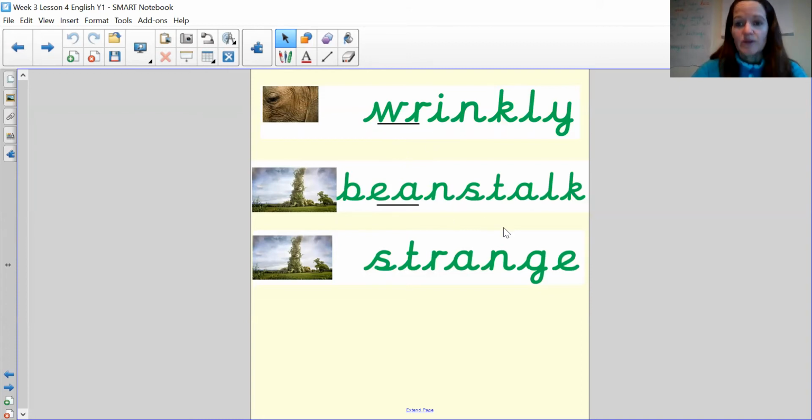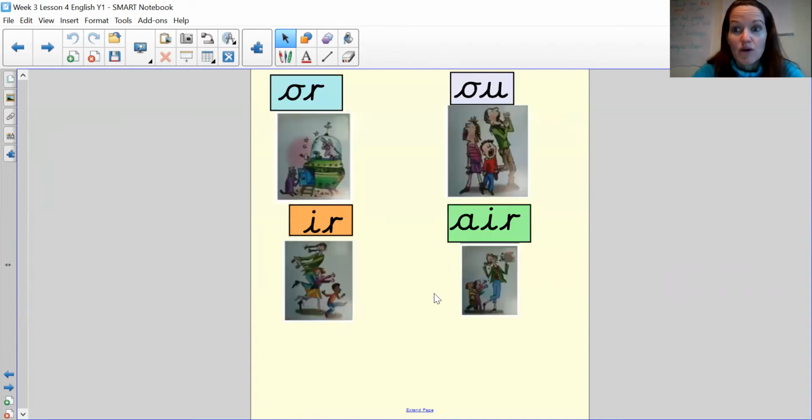Now our next word, we have beanstalk, beanstalk. Well done. And then we have strange, strange. So you could write something like, when Jack reached the top of the beanstalk, he felt like he was in a strange place. So let's go over some of our phonic sounds, okay?